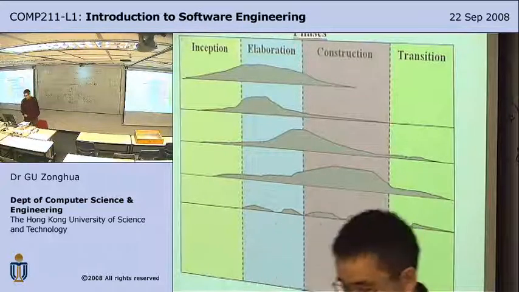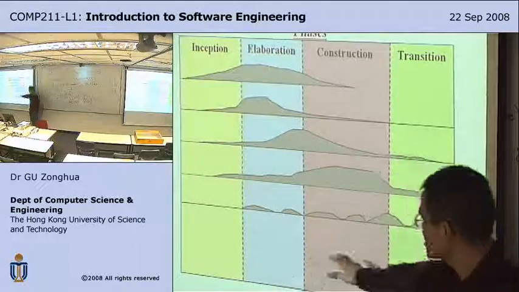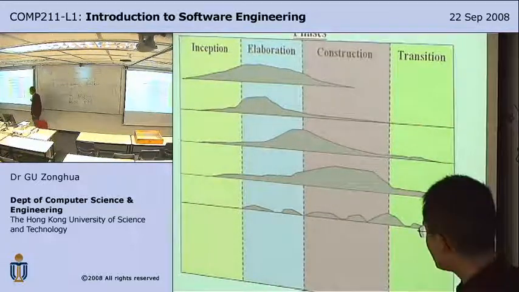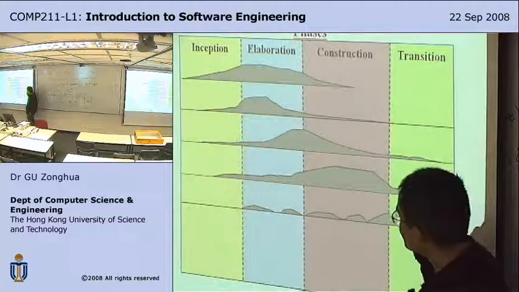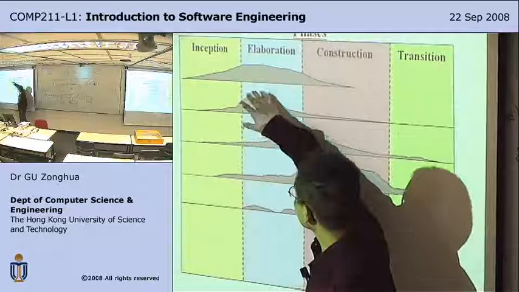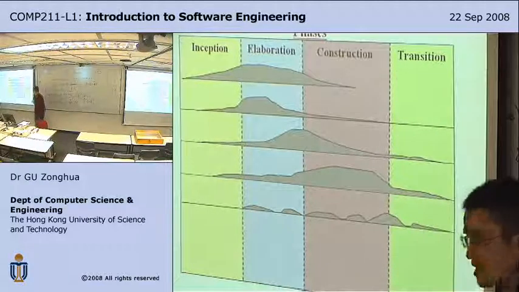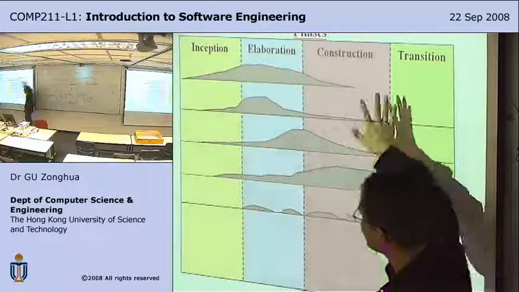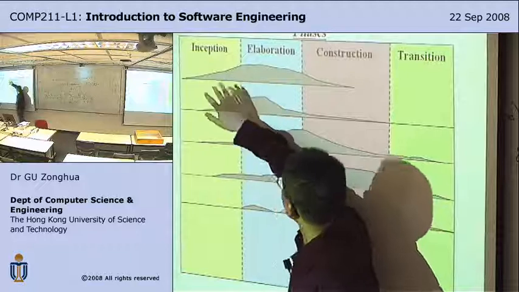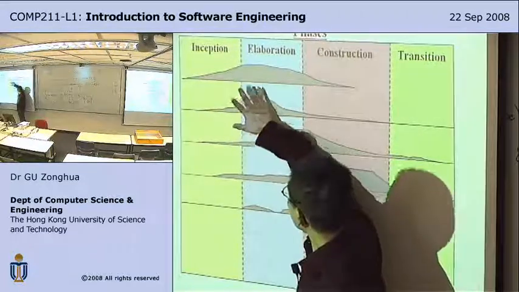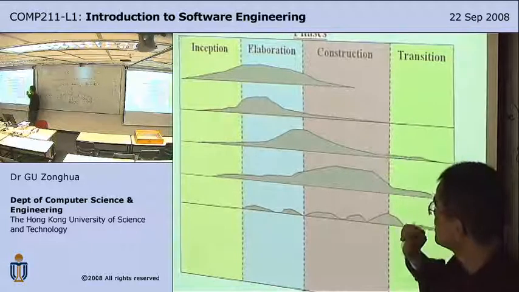As you can see, the horizontal axis is the time axis. As you go from left to right, from inception to transition, you place more emphasis on requirements. So this lumpy shape indicates the level of effort, the amount of time and resources you put into this particular activity. Requirements, you do some requirements in the inception phase. You do a lot of requirements in the elaboration phase and a little bit of requirements in the construction phase.